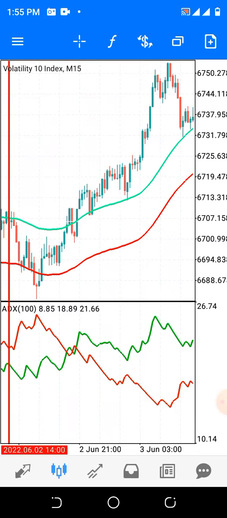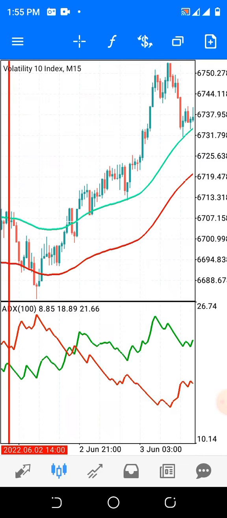Now, at the end of the video, I will show you the settings for this envelopes indicator. It is used in conjunction with the ADX indicator as well. Now, this is how the strategy works.